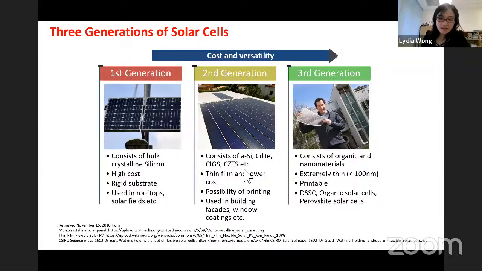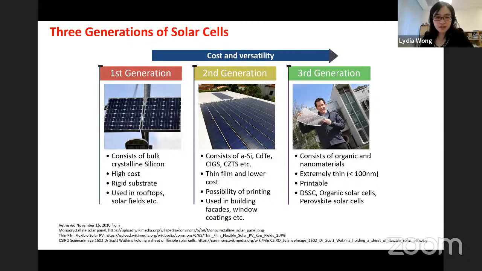This is the reason why people go to the second generation solar cell, and also the third generation. The third generation of solar cells uses organic materials. Organic materials means those materials with high carbon content. For example, polymers and small molecules are all organic materials, and also nanomaterials. There are different types of materials that you can use in the second and third generations of solar cells. So now I will go through very quickly the different types of solar cells for each generation.